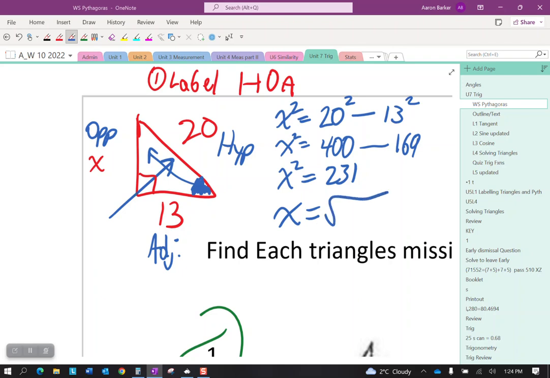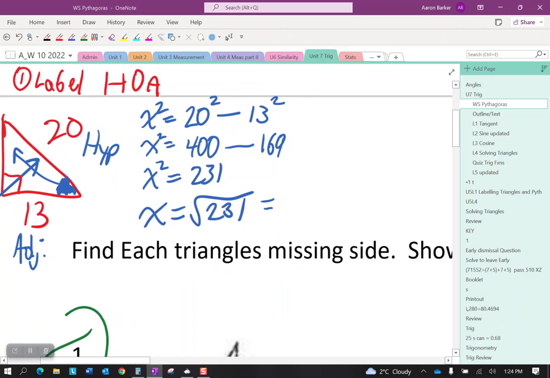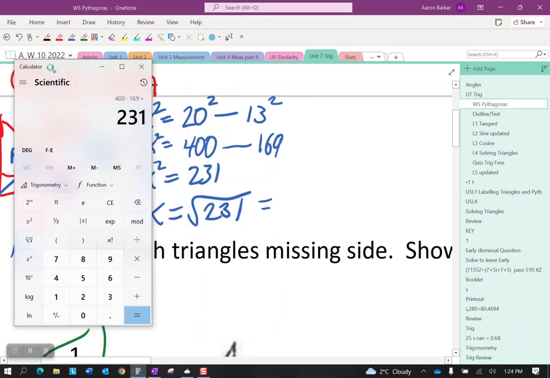Next step, x equals what? Square root what? 231. If you have this down, I will always mark it right no matter what you do with your rounding. Promise you. You can take that to the bank. So you have to make sure you know how to do square root on your calculator.